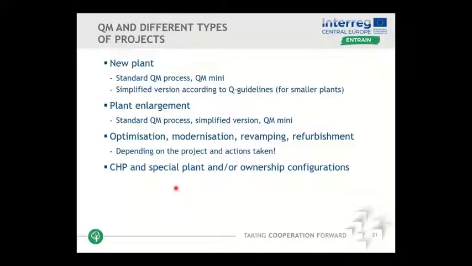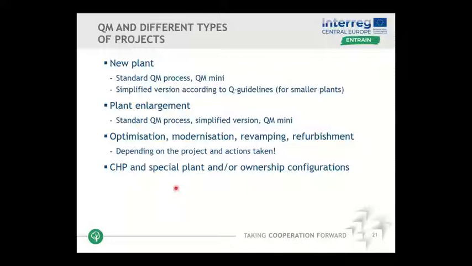What we want to mention here is as well that we have different types of projects we guide with QM. QM basically was invented for building a new plant, for doing the whole planning process. But in Austria and other countries, we have a lot of existing plants doing plant enlargements. So QM can be applied for plant enlargements as well. The same applies for optimization, modernization, revamping, refurbishment, however you want to call it. Of course, for existing plants, you have to be more flexible because you cannot fulfill all QM requirements, for example.